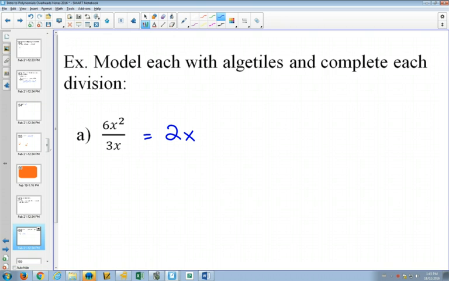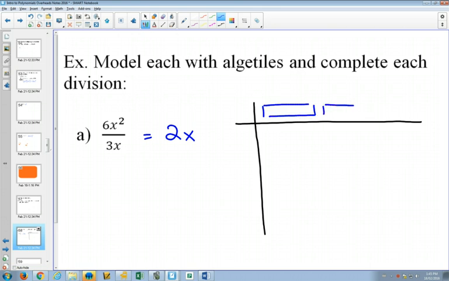Now, in order to figure this out with algebra tiles, multiplying algebra tiles makes an area. So we set up a chart. Inside that chart, we have 6x squared, and we're dividing it by 3x. So along one of the sides of our chart, we're going to put 3 x's. Would I shade them in? Yes.